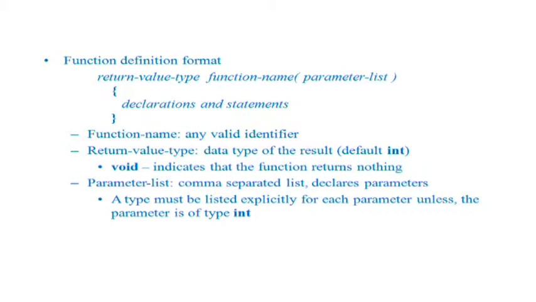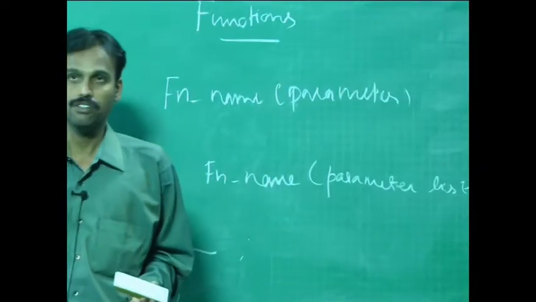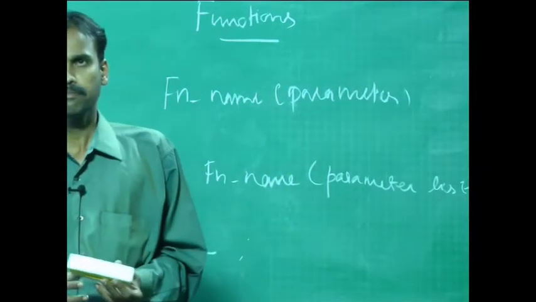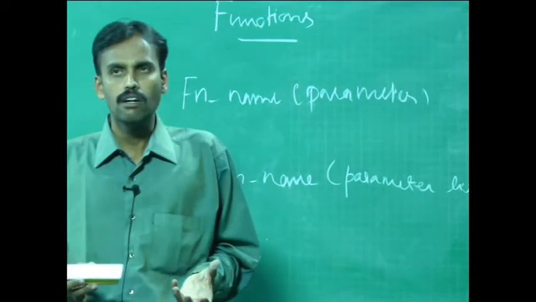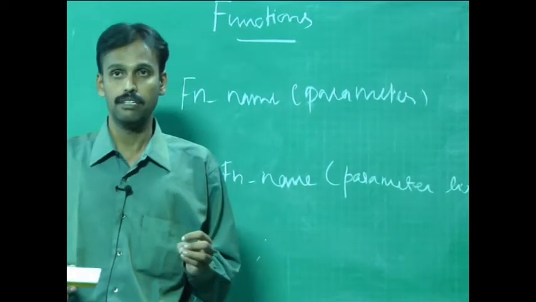returns nothing. At last, we have a parameter list. It is a comma separated list that declares parameters. A type must be listed explicitly for each parameter unless the parameter is of type integer. I repeat again, the type must be listed explicitly unless it is of type integer. So, these are a few rules that we have in function definitions. Then let us move on towards the function definition format.